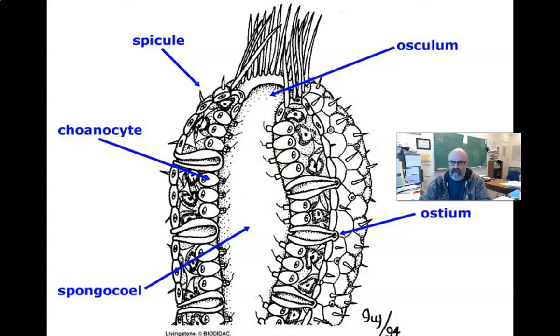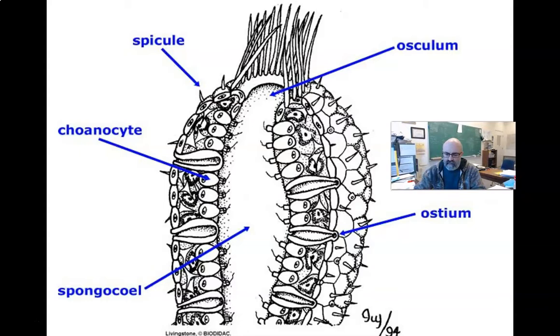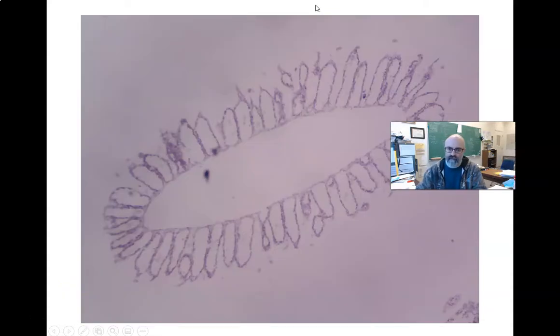Okay, so this would be the asconoid sponge. Central spongocoel, central cavity, choanocytes lining that cavity. Here are the incurrent canals called ostia. Water comes in through the ostia, out through the osculum.